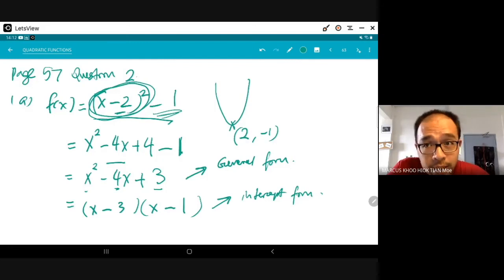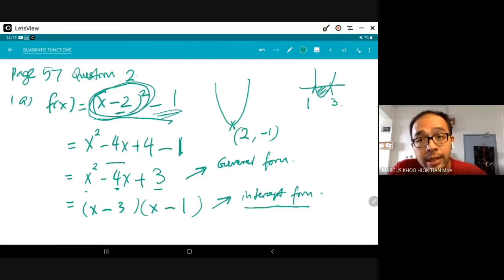We have done this actually when we were doing the, you remember this? Kita cari dia punya EQN and then we find the two values over here. So this will be 1 and this will be 3. x equals 1 and x equals 3. You can use EQN also if you want, but how to change from general form to intercept form is this one lah.